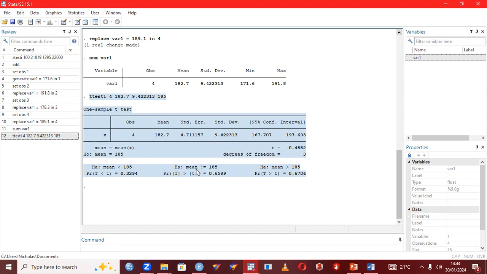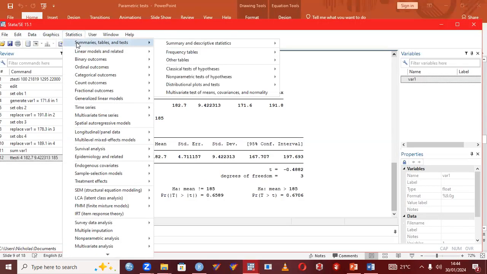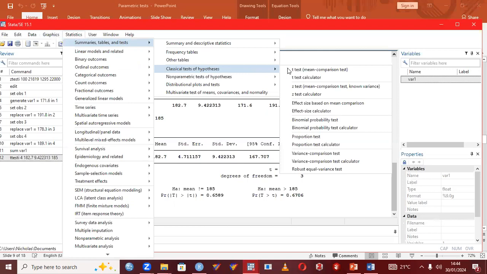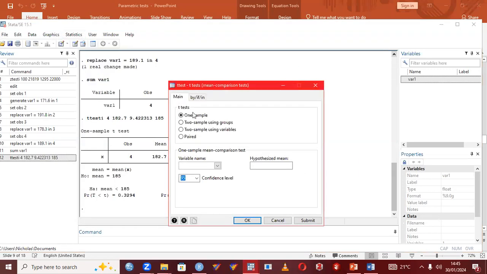Then after, we are now going to do it using the computer command to see what the output would be if you ran it there. To do that, you need to come to Statistics, then Summary tables and tests, then Classical tests of hypothesis, then t-test, mean comparison tests. If we're looking at one sample, the variable name is var1, and the hypothesized mean is 185. And just say okay.